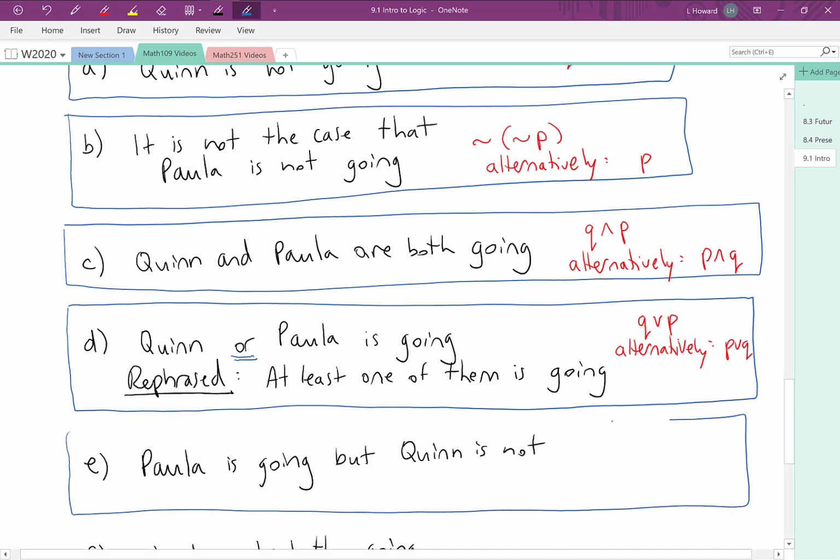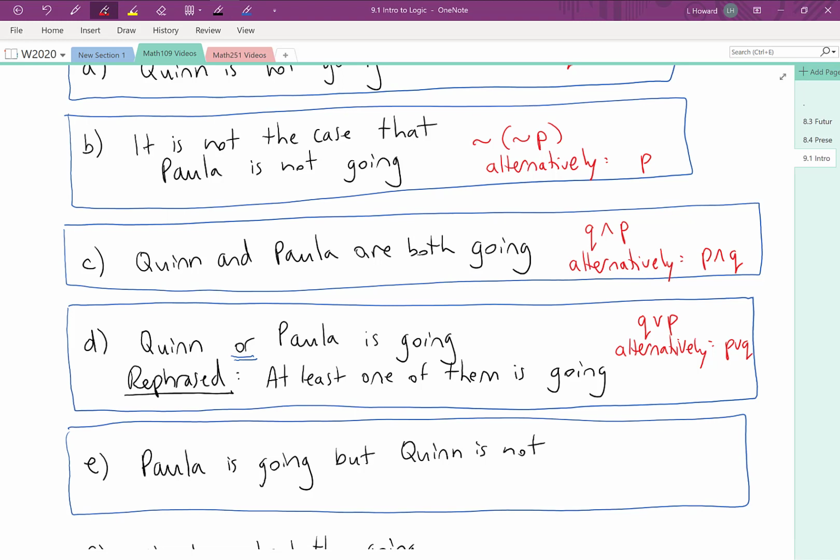Paula is going, but Quinn is not. Okay, well, this one's a little subtle. The subtlety has to do with language, which is a little messy. When we say but, that is really just another way of saying and. We often use the word but when something negative is coming afterwards, but from a logical point of view, but is just an and operation. So we would say Paula is going and Quinn is not going.